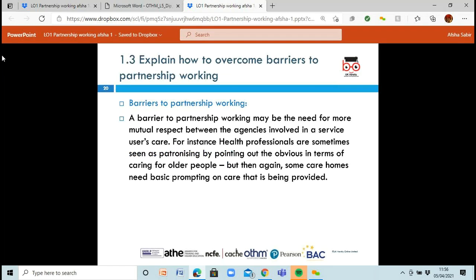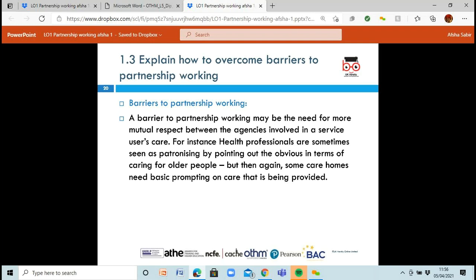Then 1.3, explain how to overcome barriers to partnership working. So we're going to look at barriers and we're going to look at how to overcome them. Barriers to partnership can happen a lot more, especially when you've not got a mutual respect between each other. Sometimes some professionals will think that they're better than the others.